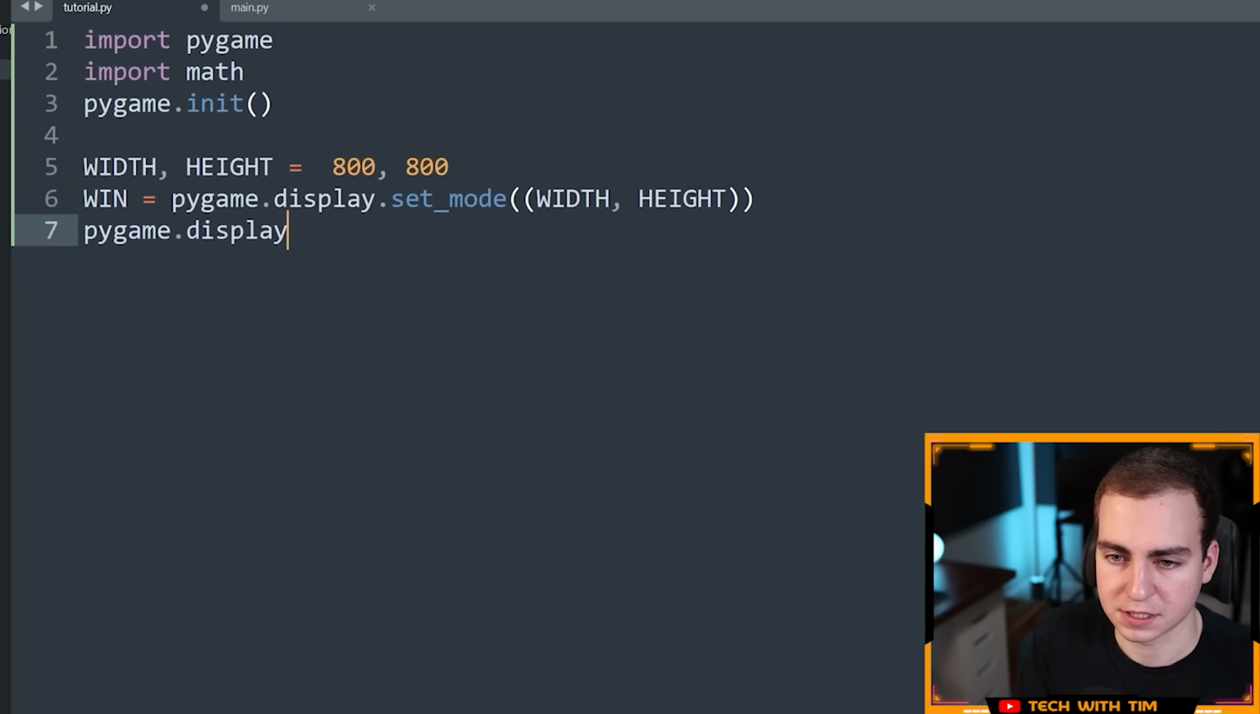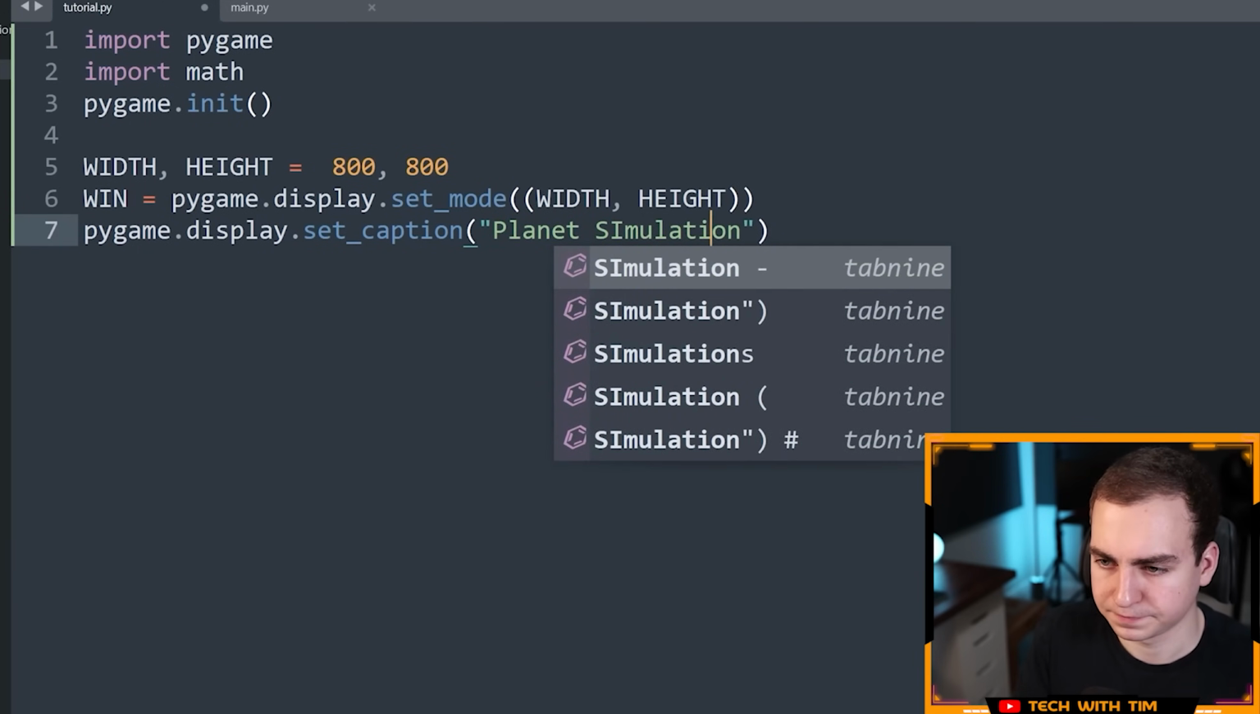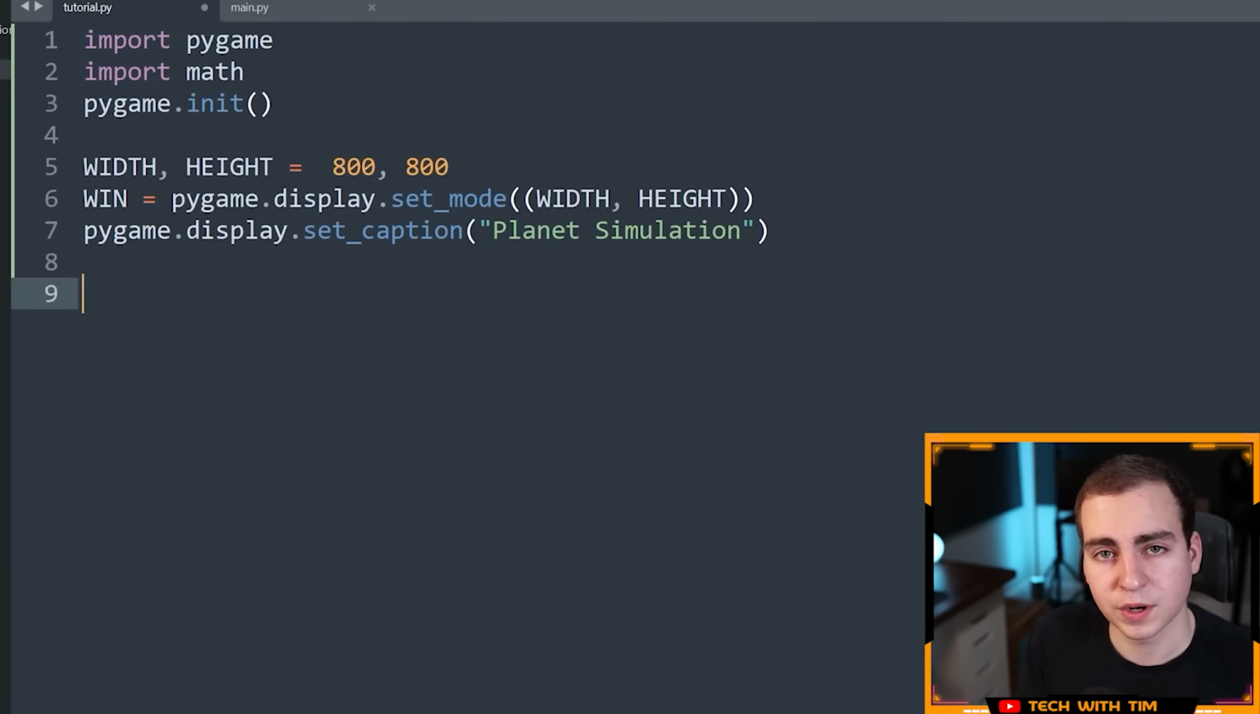Now what I'm also going to do is set a caption for this window. pygame.display.set_caption. Now the caption is just going to be kind of the title of the window. I'll show you what it looks like in one second. And for this, we'll just do "Planet Simulation".